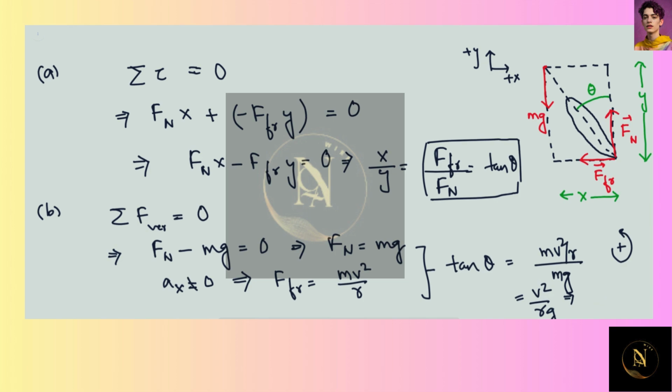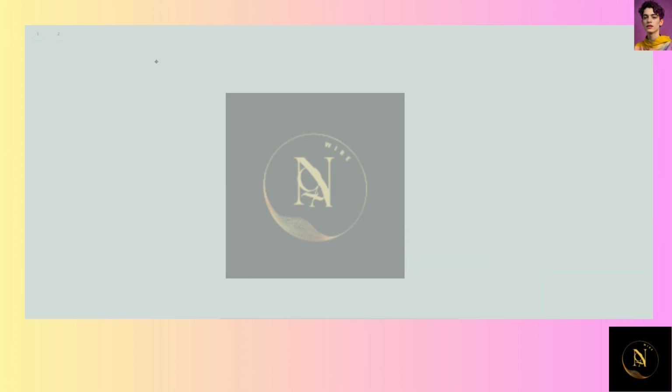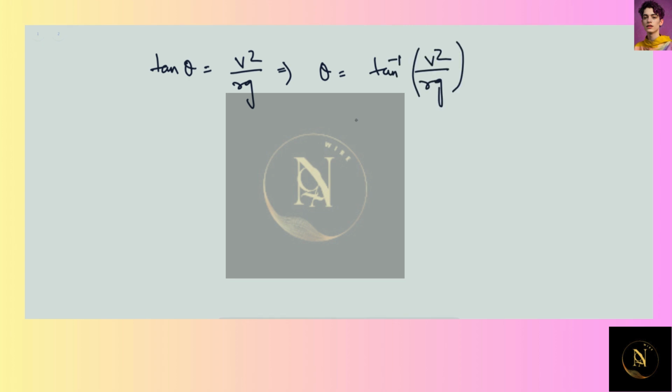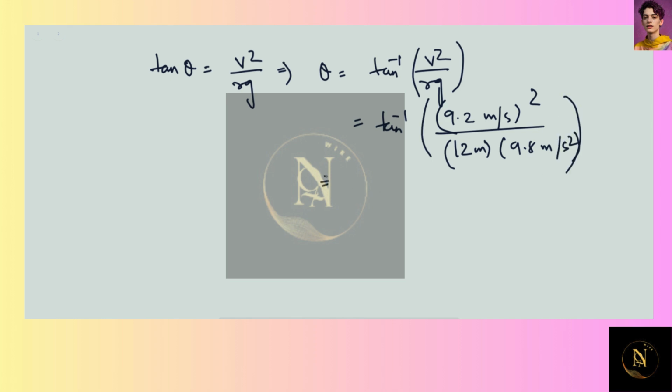So let me just write it on the next page. We got tan theta equal to v square over rg. So theta will be equal to tan inverse of v square over rg. Now we have v equal to 9.2 meter per second, r is 12 meter, and g is acceleration due to gravity, which is 9.8 meter per second square. And this gives theta equal to 35.74 degrees.